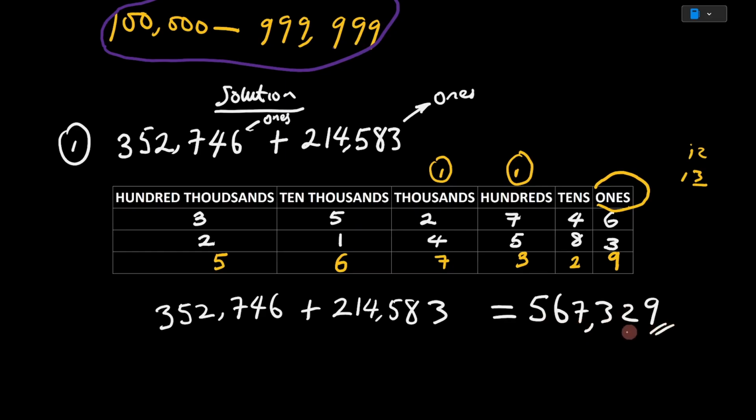567,329. This is our answer. So we'll always arrange them in column format, just like this, and then we'll put our addition sign, then we'll add them like this. The place value system helps us to organize our work neatly and not to make mistakes.